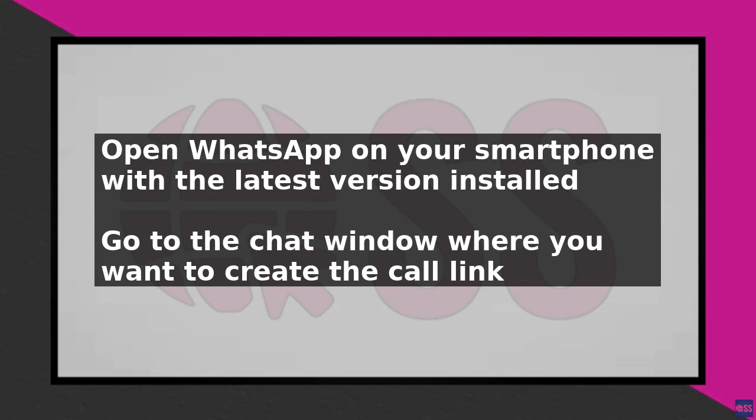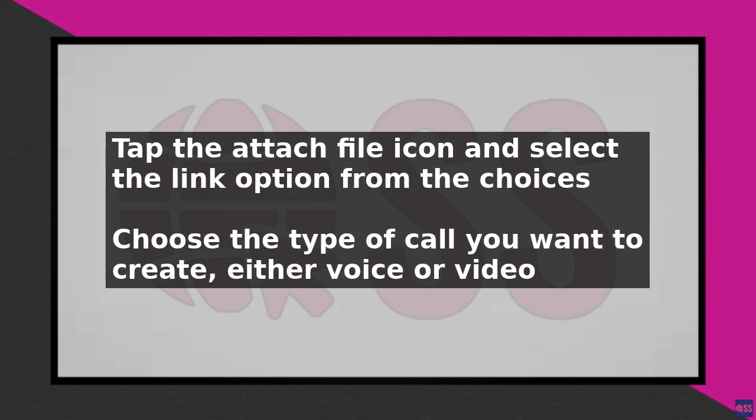Tap the attach file icon, which is usually represented by a paperclip. From the options that appear, select the link option. You will then be given the option to create a call link. Select this option and choose the type of call you want to create, either a voice call or a video call. Once you have selected the type of call, WhatsApp will generate a link that you can share with others.